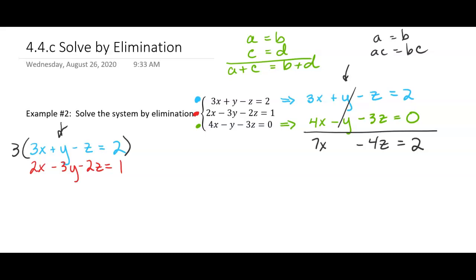And so if I had a 3y, it would cancel with the negative 3y and I'd be good to go. So that's what I'm going to do. I'm going to write them over here. I'm going to run out of space. 9x plus 3y minus 3z equals 6.